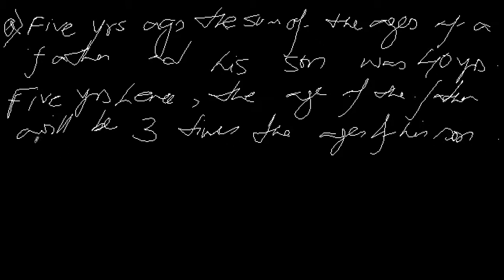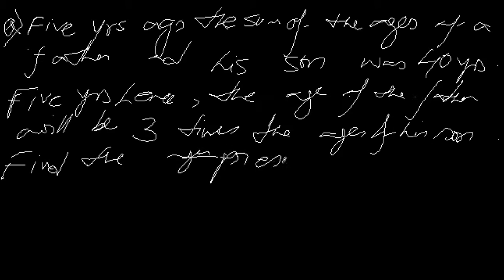Now the question is, what are their respective ages? That means find the present age. This is the question asked. How do we solve this kind of problem? See, we have to go step by step. What is the first information they give us?